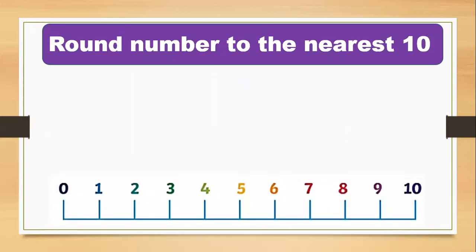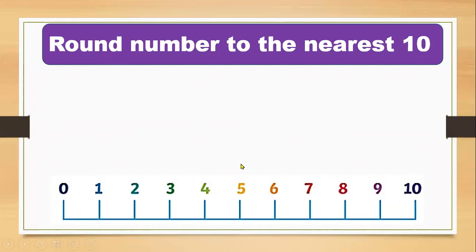Now I'm going to explain how to round a number to the nearest 10. This is the number line, and on the number line we have some numbers from 0 to 10. So how do you round any number? First, you have to look at the midpoint. What is the midpoint of this number line? As you know, the middle number is 5.